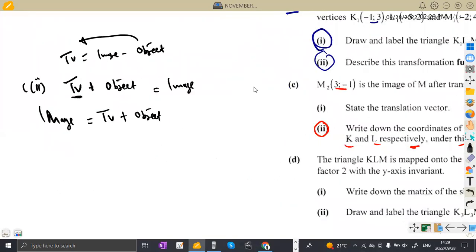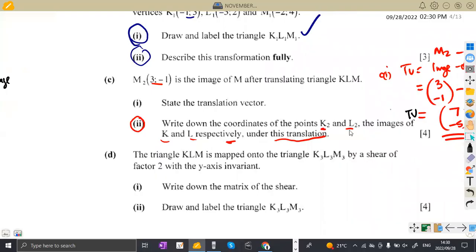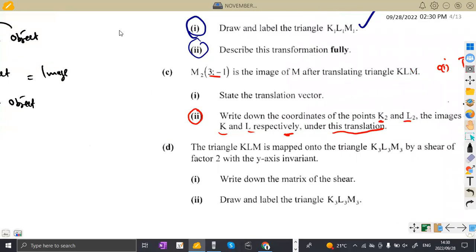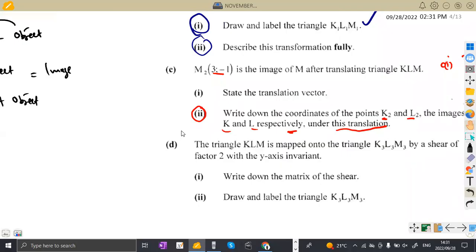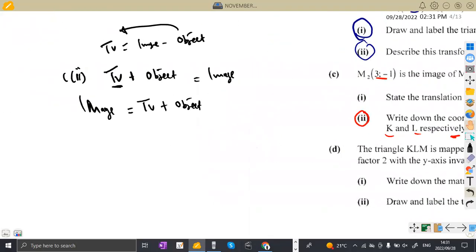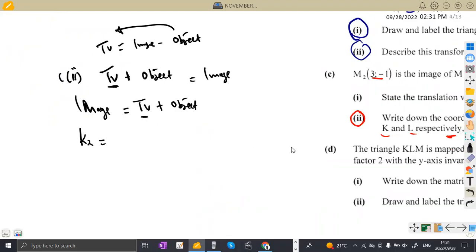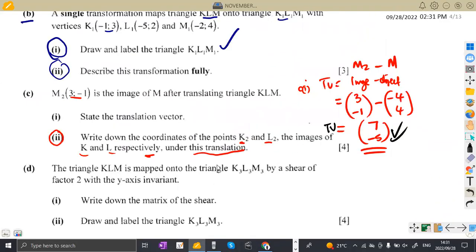So what am I going to do? I'm going to take the corresponding point. When we say the image here, we are talking about what? Write down the coordinates of the image, which in this case refers to the points K2 and L2. These are the ones that we are going to use. So in this case, we can find our K2 and our L2 here. Okay, so K2 is going to be, the image is K2. The translation vector is the one that we got here. Remember, we have our translation vector, which is (7, -5).